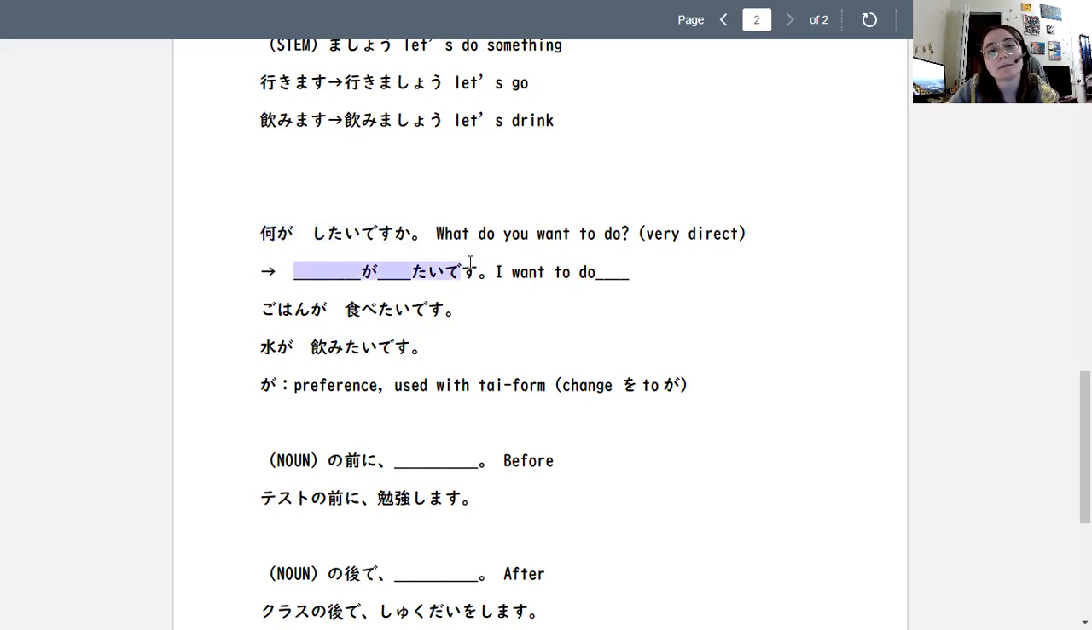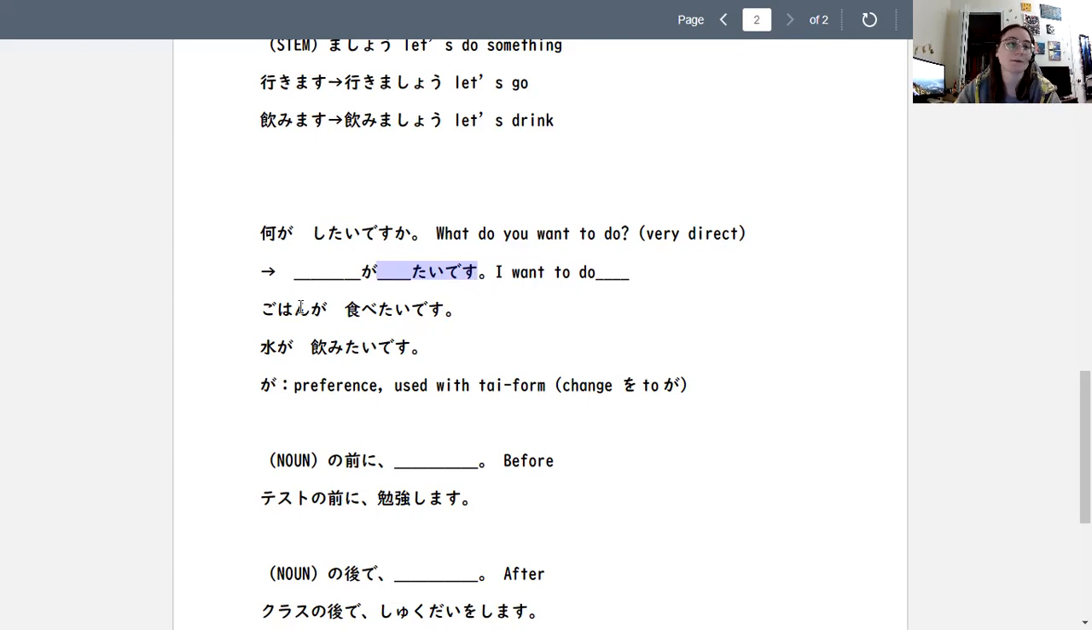So the format that you would typically use is blank ga blank tai desu. So I want to do blank. So before the ga, you're going to have typically a noun. And then after ga, you're going to have a verb, because if you remember shitai, shimasu, to do, is a verb. So the verb is going to go here. And verbs always come at the end of the sentence, unless you are combining two verbs in a sentence, then sometimes it'll come in the middle of a sentence, but typically there will always be a verb at the end of a sentence when you're using a verb.